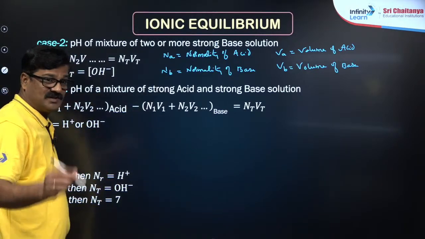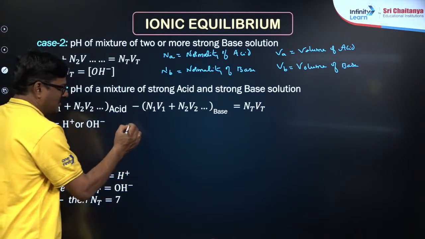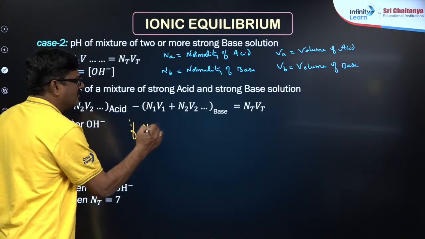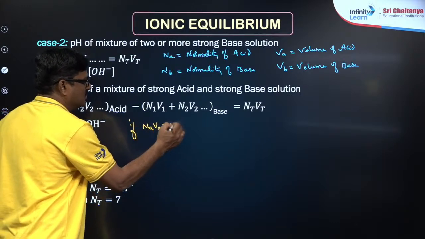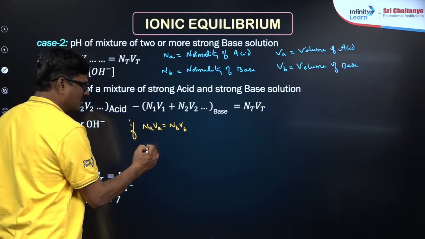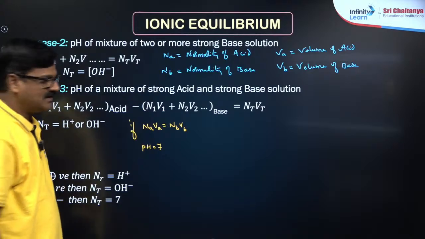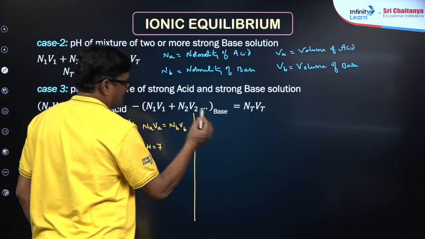I just want to say, Chitra, carry on. Here you can see, if NaVA is equal to NbVb, so the pH is going to be 7, it is neutral. Doubt is clarified.